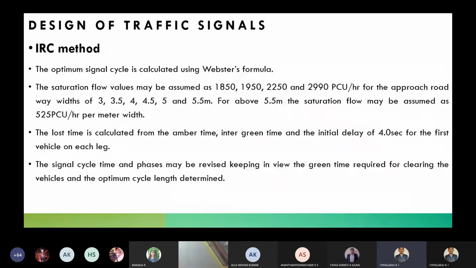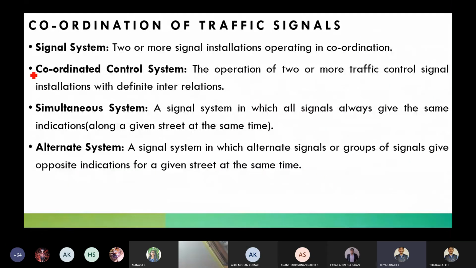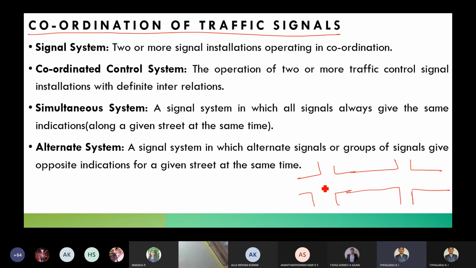We are going to discuss the next one, coordination of signals. Coordination of traffic signals. As we all know, coordination means cooperation, so cooperation between the traffic signals. Whenever a road has two or more signals, for example a four-legged intersection, two or more signals will be installed. So here a signal is installed and here a signal is installed. Cooperation among these two signals, we are going to call it coordination of traffic signals.